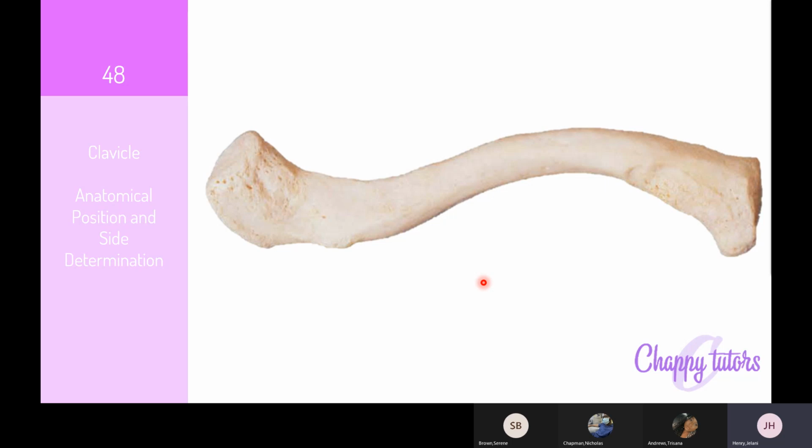Could anybody tell me what view this is? Which clavicle is this, right or left? And what view are we looking at? The right clavicle? Right, that is correct. No, it's not anterior, right?